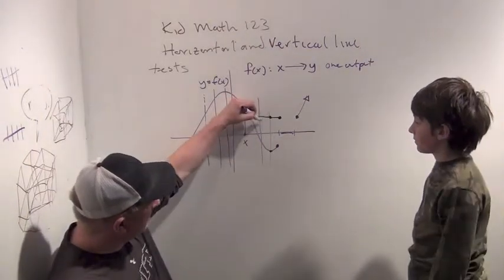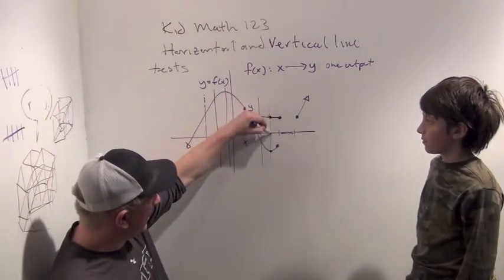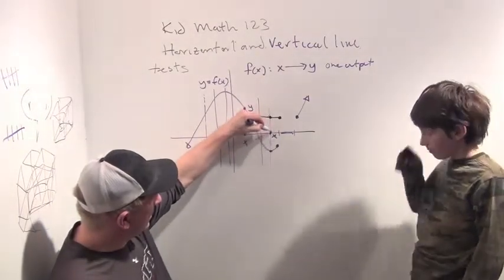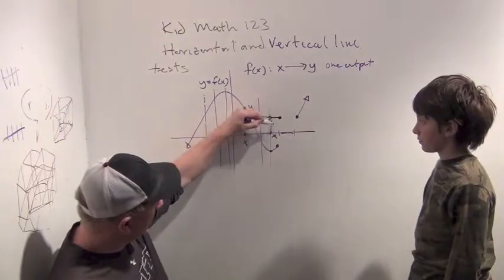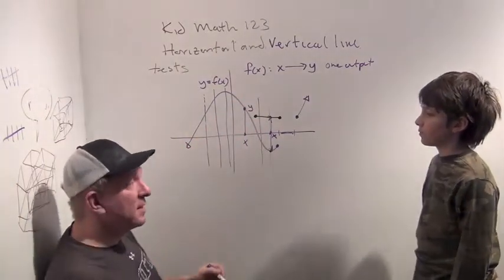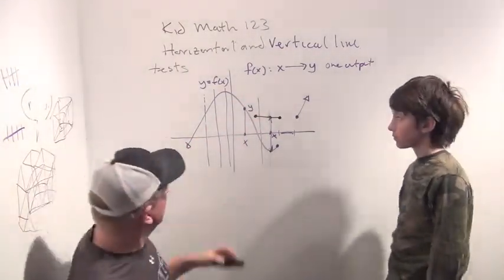So that would mean your little drawing here means when I come down and I hit this value of x, that our function, if this is the graph, our function is sending x to this point and to this point. And that's a problem.